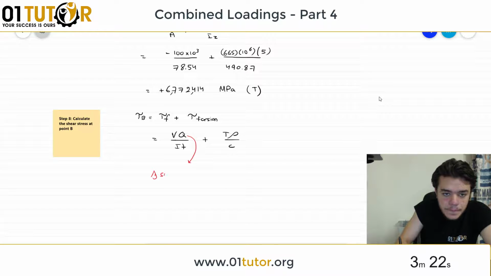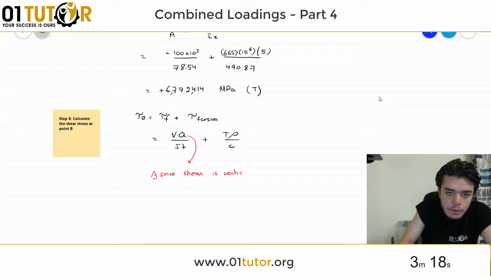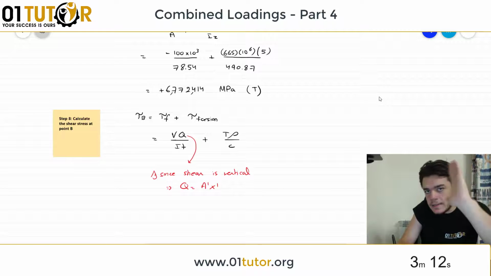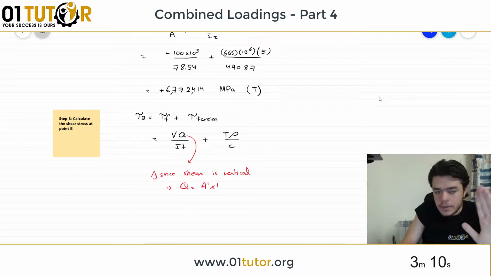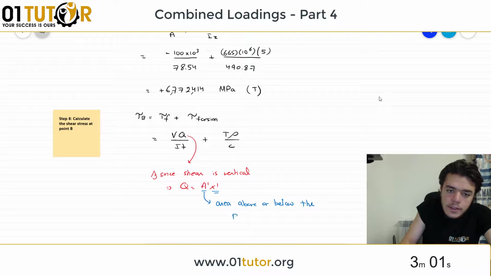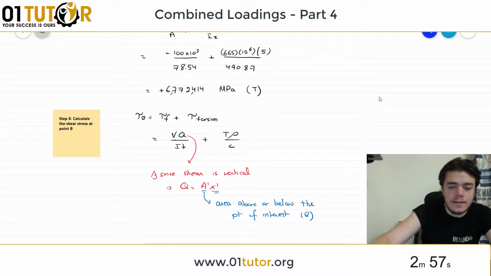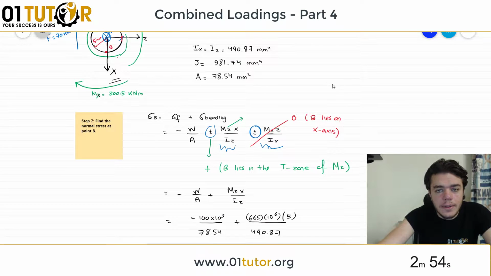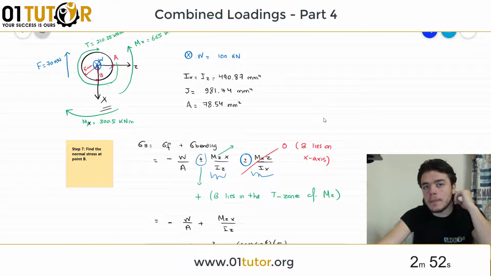Since the shear is vertical, this means that Q is A prime times X prime, since the X-axis is the vertical axis. This is the vertical distance. And A prime is the area above or below the point of interest, which in this case is B. It's point B. So look at the figure and tell me what is the area below point B.